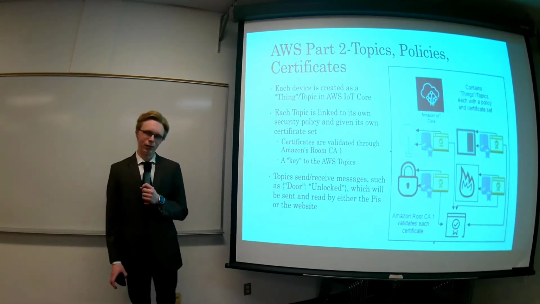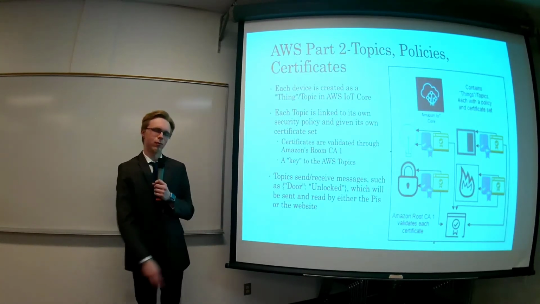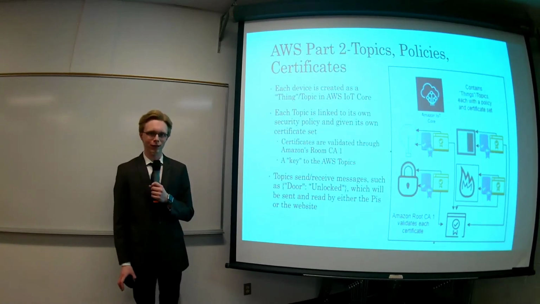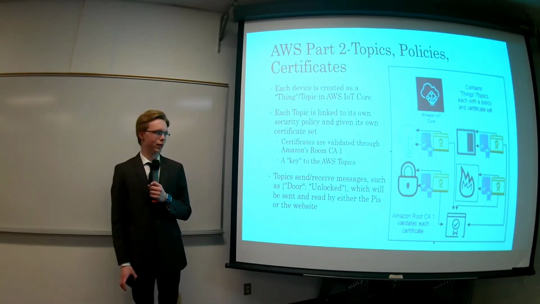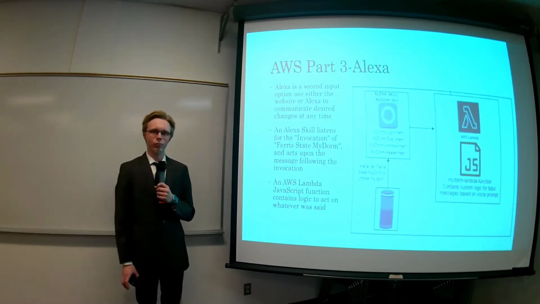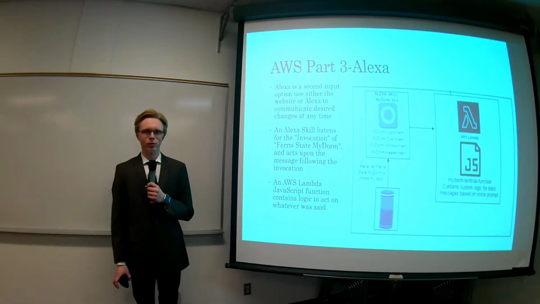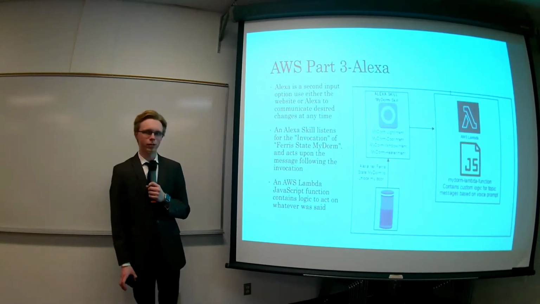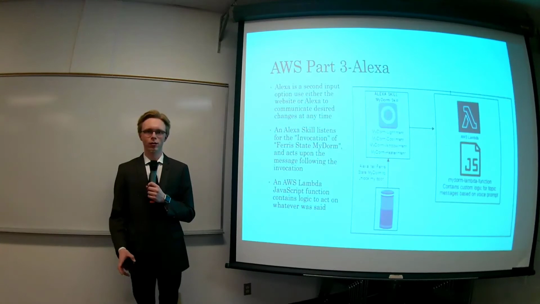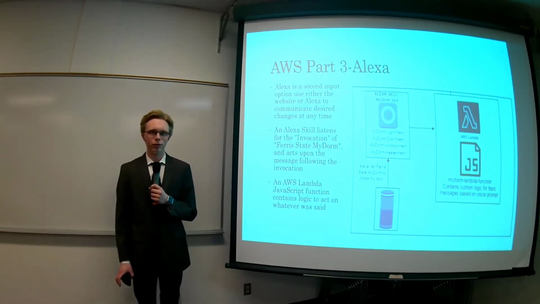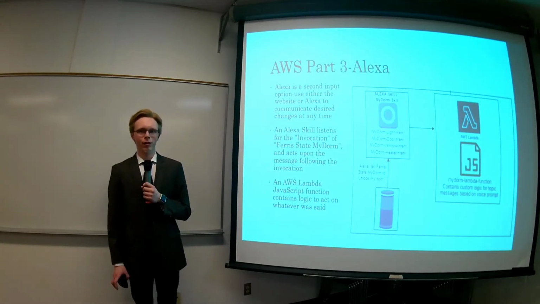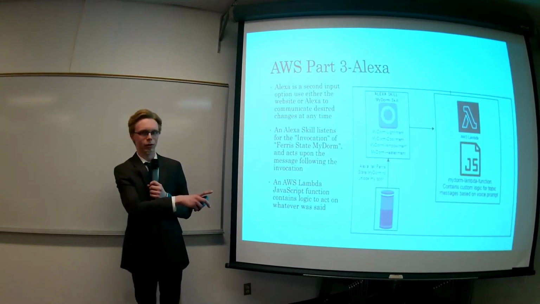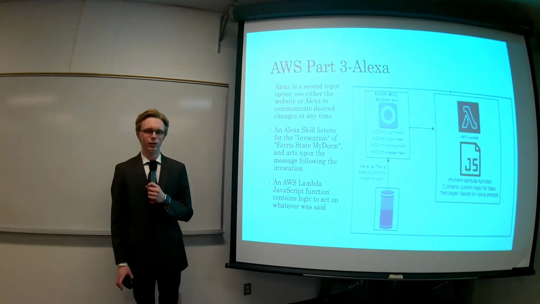These messages that I keep talking about kind of look like what you can see there. They'll say something like door unlocked or heater 75. And as those messages come into the Raspberry Pi, they'll understand what to do with them based on the code. Another input option that we have is an Amazon Alexa device. It listens for the invocation of Ferris State MyDorm. So when you say those words, Alexa listens to what comes next, whether it's unlock my door or open my window to 75%. That input is then fed through an AWS Lambda JavaScript function, and that function takes that input and takes actions based on what it is that you said in the message.